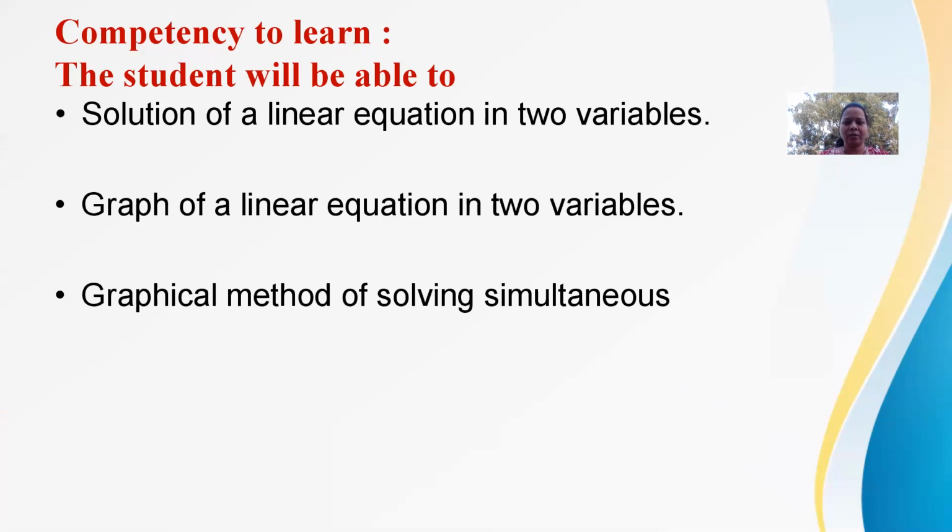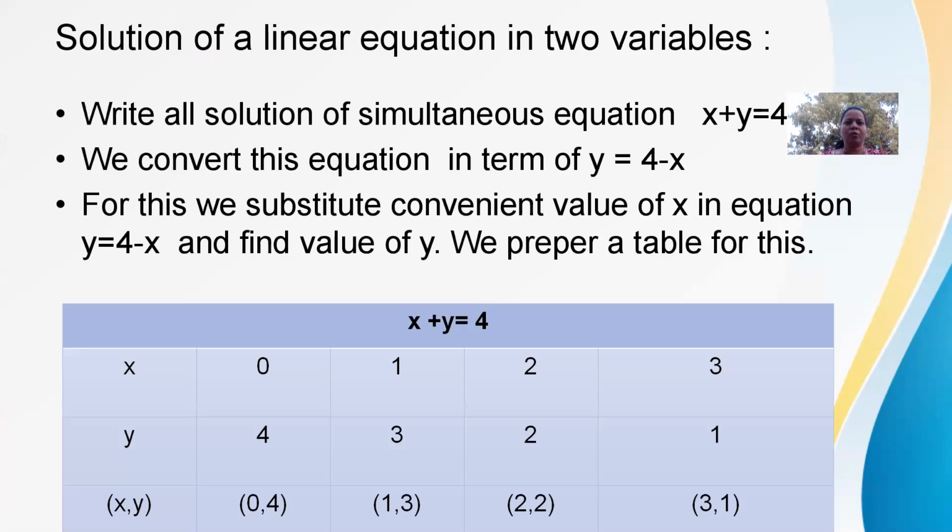So let's start, students. First, as we learned in the previous video, the solution of a linear equation in two variables. For example, we take one example of a linear equation, x plus y is equal to 4. That is, if we substitute any value of x, we find the value of y. For this, we simply convert this equation in terms of y, that is y is equal to 4 minus x, and substitute the value of x in this equation and find the value of y. We prepare a table for this as follows.